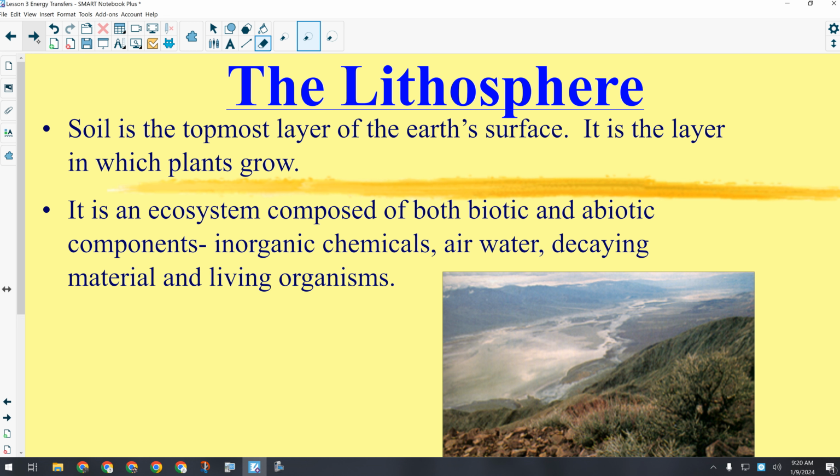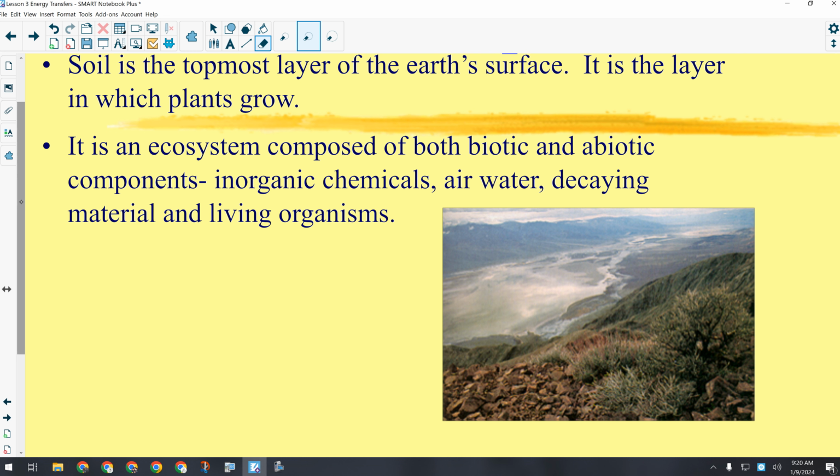So soil is the topmost layer of the Earth's surface. It's obviously the layer in which plants grow. It is its own ecosystem. It has biotic and abiotic components like we talked about in Unit 2. There are non-living things, the minerals and the rocks, and there are also the living things, the bugs and the bacteria and all the other stuff that lives in the dirt.